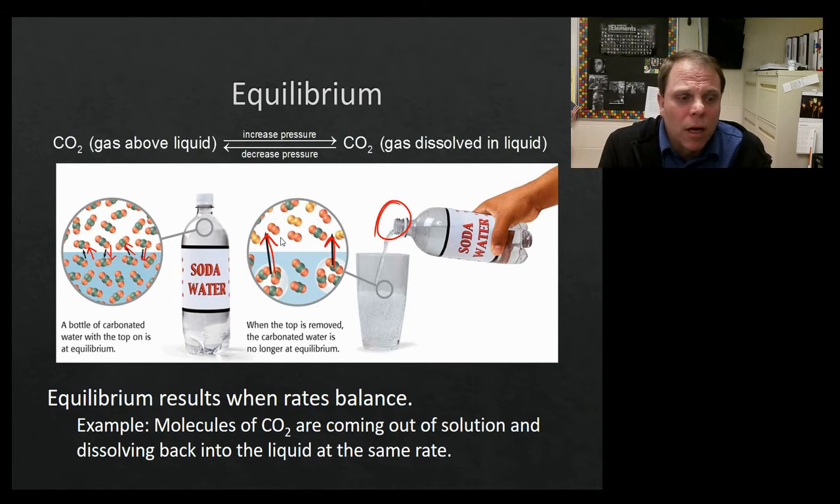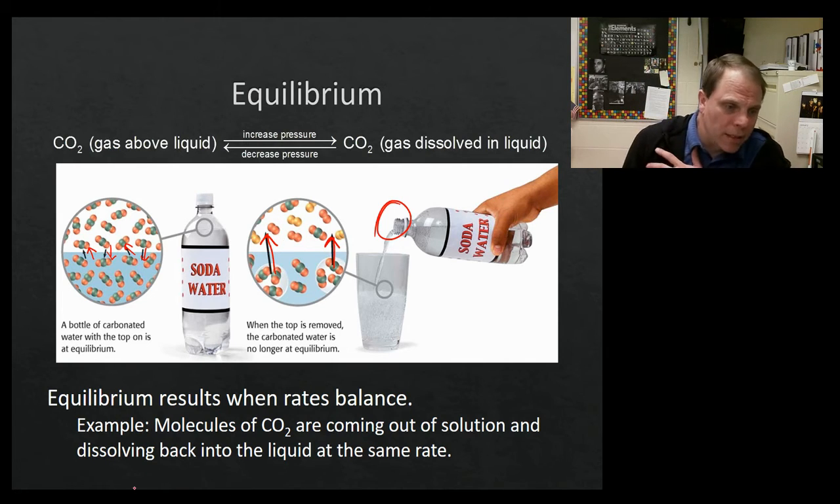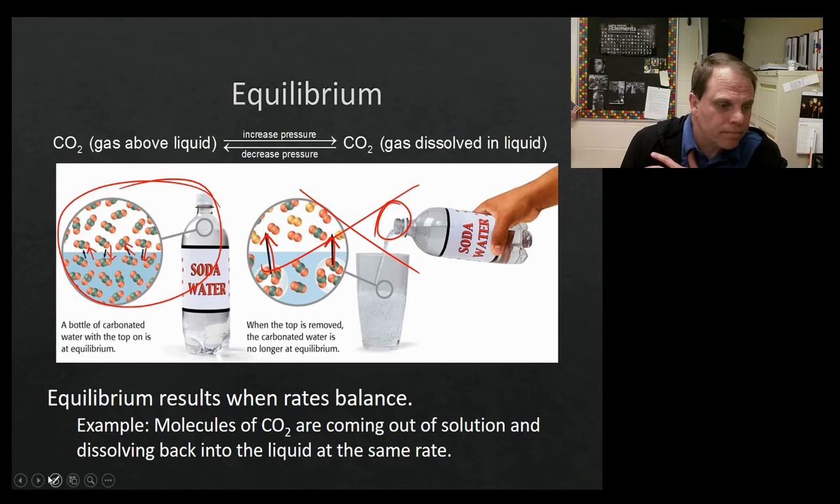Okay, I'm no longer at equilibrium because now I don't have the same number of particles going into the liquid as I do have coming out. Same particles making carbonic acid as are making carbon dioxide and water. Okay, so that is an example of this is equilibrium. This is not equilibrium, right?